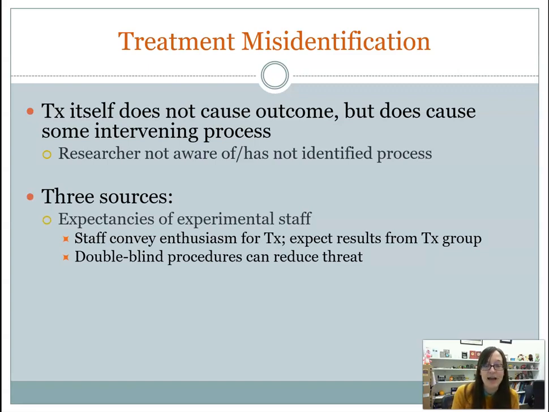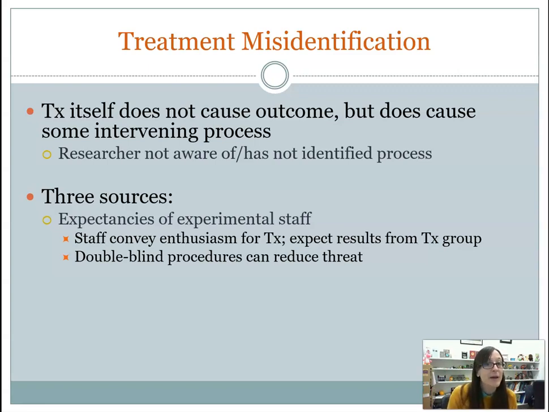The first one is the expectancies of experimental staff. This would be where the staff are all excited about the treatment, and they work extra hard with the treatment group. They expect results from the treatment group, so they're looking for those results. And then they're just like, whatever, with the control group, and they're like, I'm not even going to look for any benefits, because we know that they're not going to get any benefits because they didn't get the treatment. They're not doing that consciously, usually, but it's something that is naturally going to affect what they look for and what they observe.